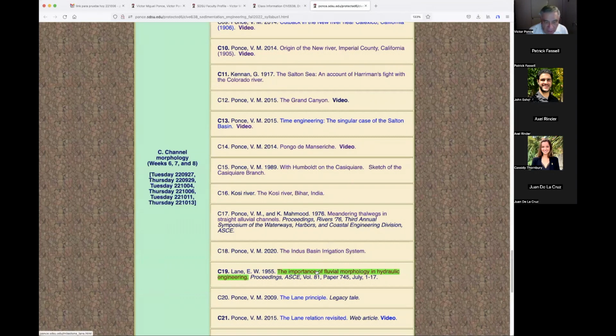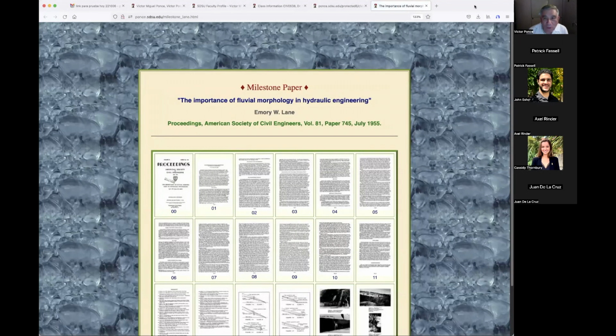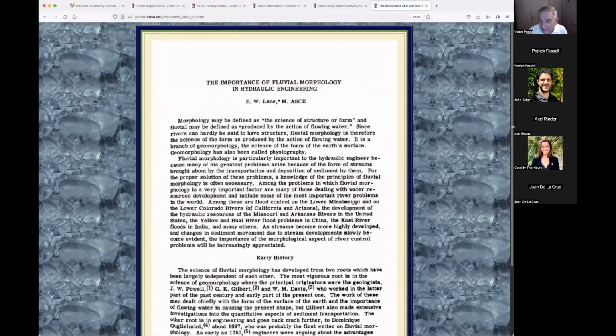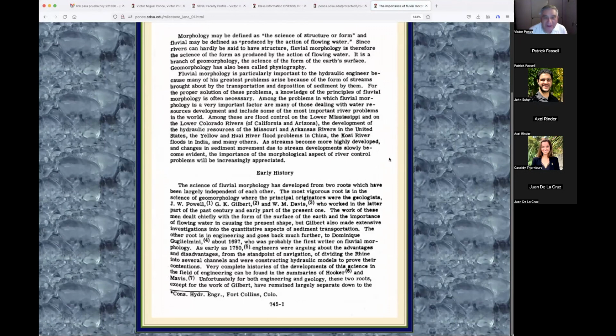So at this point, I am going to go to the paper by Lane. Who is Emory W. Lane? He lists himself as consulting civil engineer over here. Let's take a look. This is interesting. When he wrote this paper, he lists himself as consulting hydraulic engineer in Fort Collins, Colorado. That's where my alma mater is, in Fort Collins.